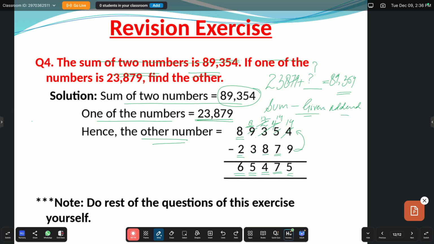And what is 8 minus 2, beta? It is 6. Okay. So always remember that whenever you have to find one of the numbers and you have been given the sum and one of the numbers, what you will do is that you will subtract that one number from the sum, okay. You will do rest of the questions of this exercise yourself. Okay, this was all about this chapter, that is addition and subtraction. You will write these checkpoints and this revision exercise in your notebook. Okay.